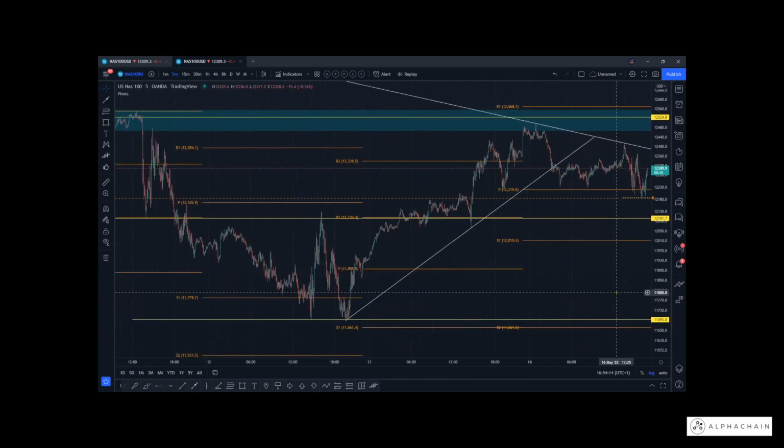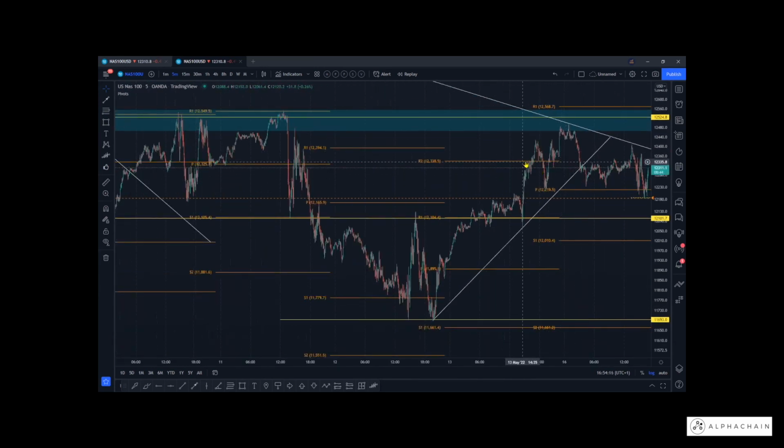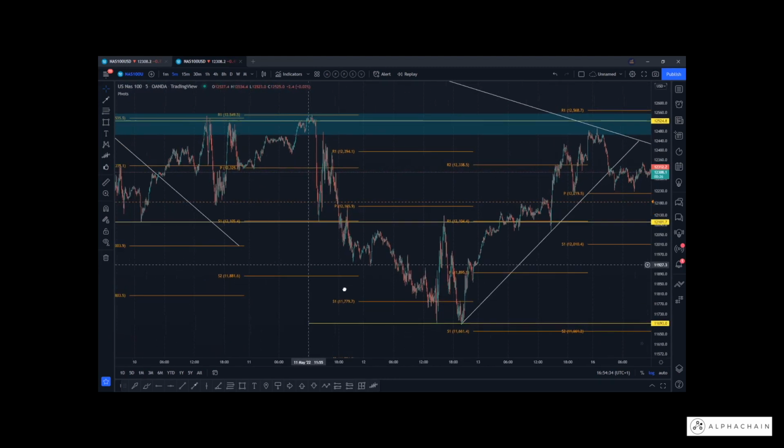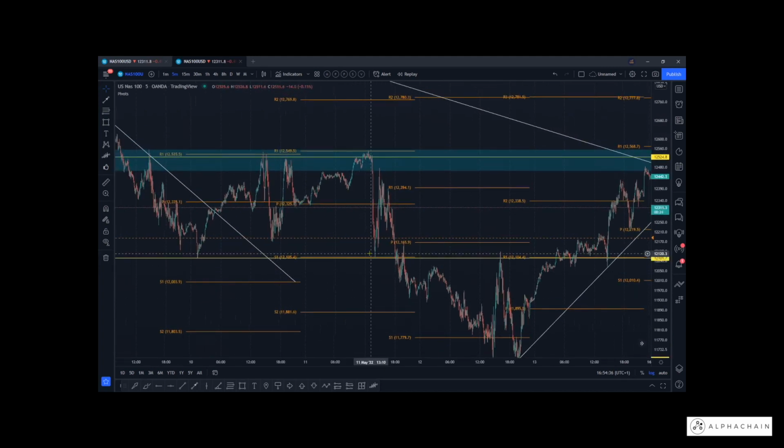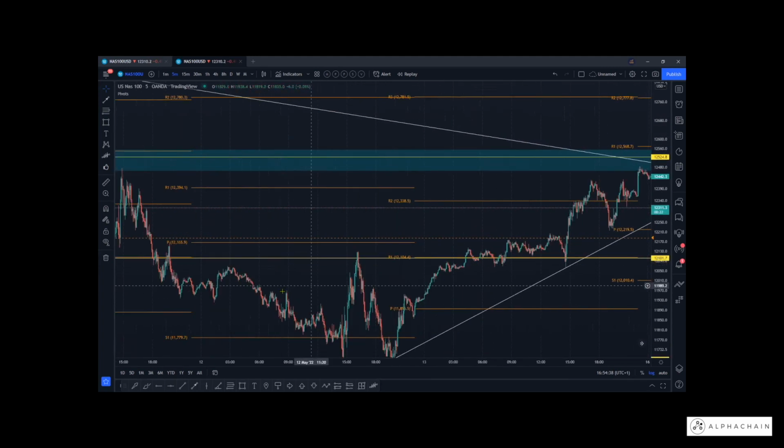Just looking at prior sessions, it didn't really hold this level anyway, nor did it for this level. It didn't go in to test S1 there. It bounced earlier, didn't retest this level either, and didn't get up to that point either. So I'm just looking at how often we've seen this. This is probably one area here, that's a great one there.